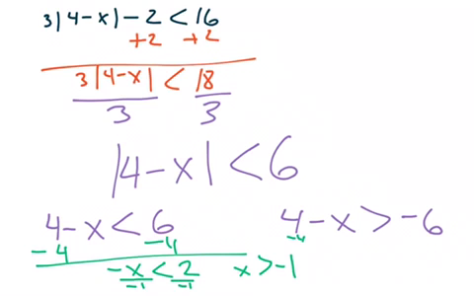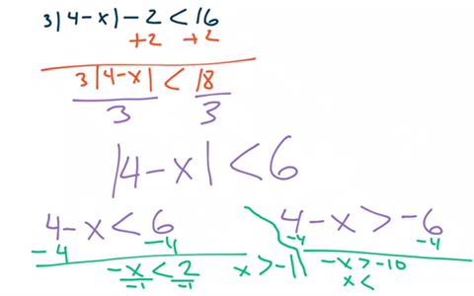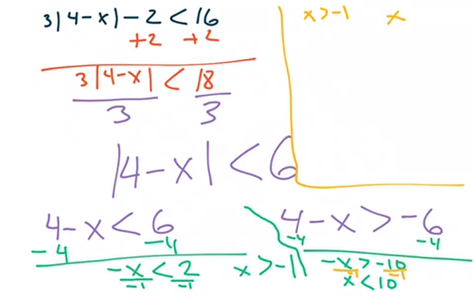Repeat the same process here. Sorry, it gets a little messy. Wrote too big early on. Not a lot of space. Divide through. Remember, when you divide through, you have to flip the sign. You get 10. I'm dividing through by negative 1. Okay, so my answers are x is greater than negative 1 and x is less than 10.